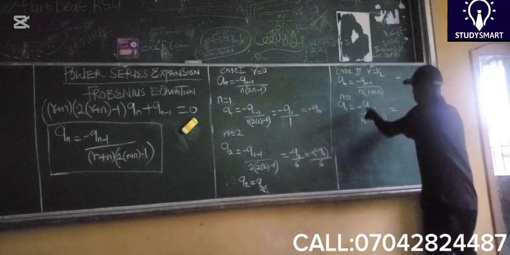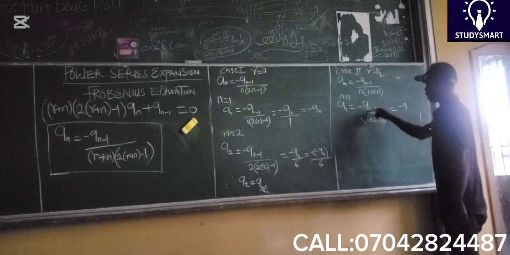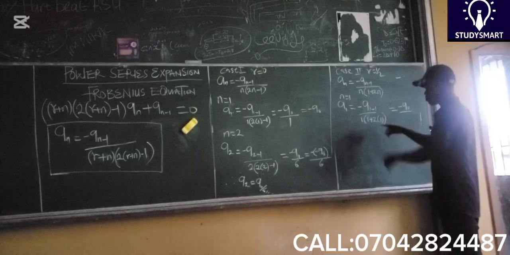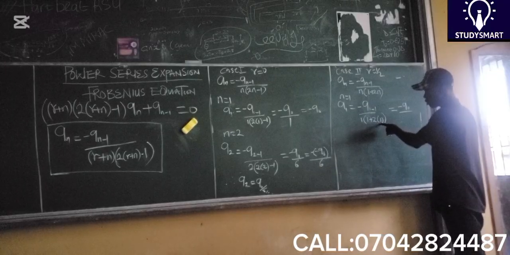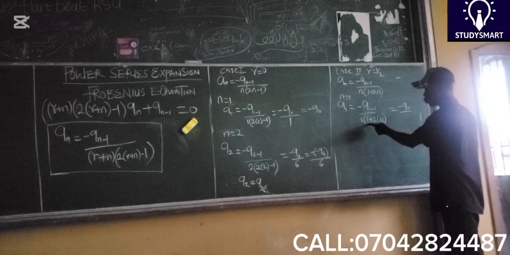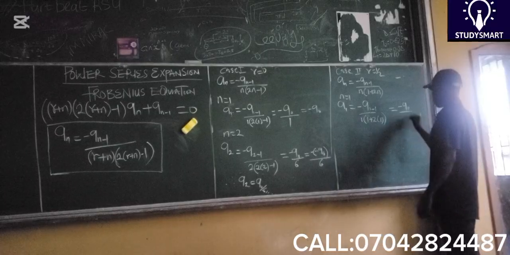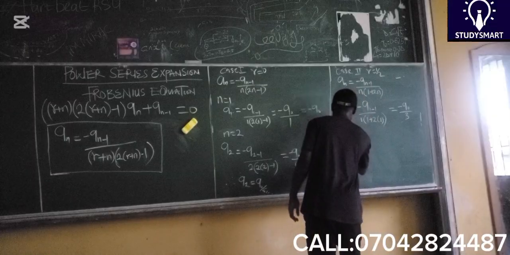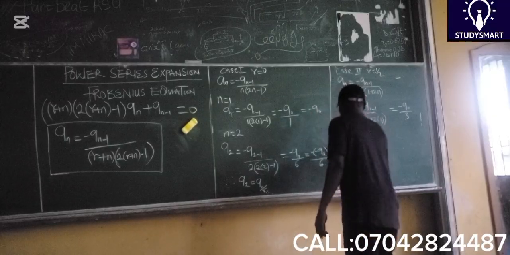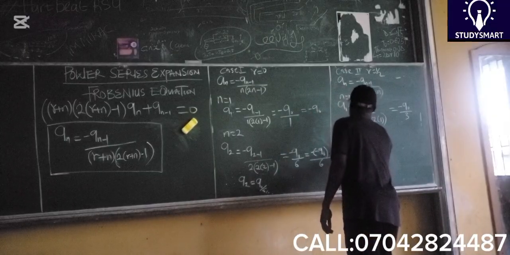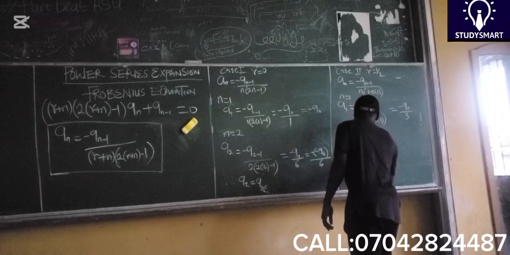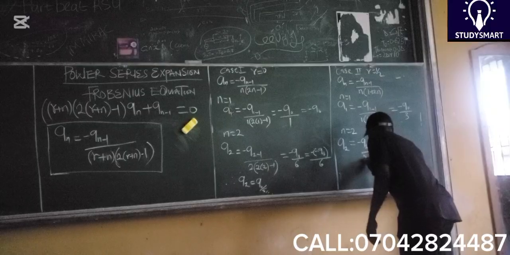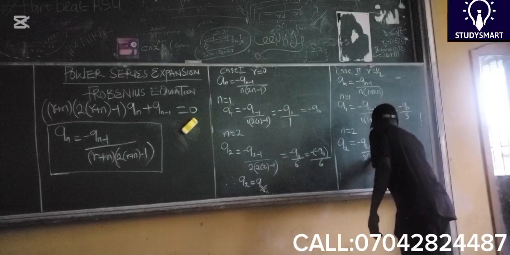So if I do that, I'm going to be having minus A, 1 minus 1 is 0, that's minus A naught over, this becomes 2 times 1, which is 2. 2 plus 1 is 3. Then 3 times 1 gives me 3. So this becomes 3 for A1. Then if I substitute n equal to 2, I'm going to be having A2 equal to minus A, 2 minus 1 all over 2 into 1 plus 2 times 2.